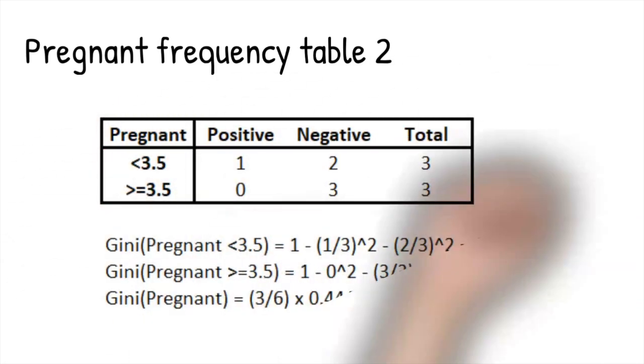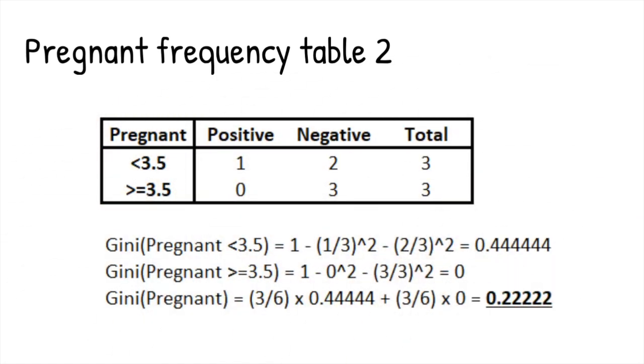First feature, pregnant, and let's take a look at the frequency table once again. Now the pregnant is split at 3.5, so we have 2 groups: below 3.5 with 1 positive and 2 negative observations, total of 3, and above or equal to 3.5 with 0 positive and 3 negative observations, total of 3. Together, 3 plus 3, 6 observations in this small data set.